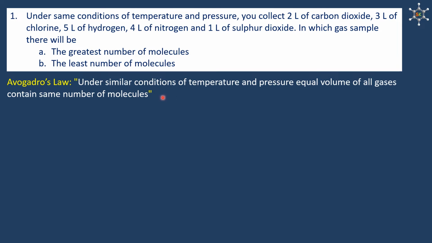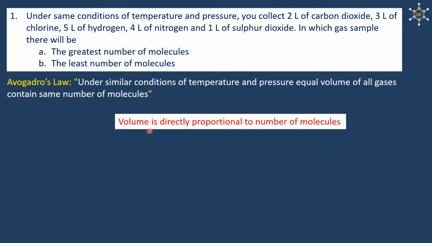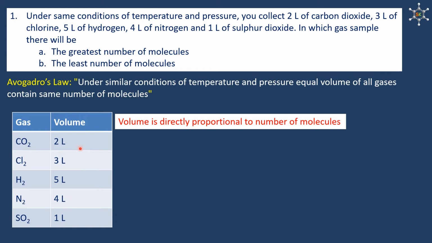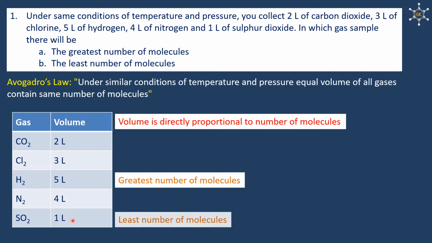If we keep on increasing the gaseous volume, then the number of gaseous molecules present in that volume also increases, meaning volume of the gas is directly proportional to number of molecules in it. If we take the given data, then hydrogen is having highest volume in it, that is 5 liters. So it must be consisting of greatest number of molecules. Least volume is present with sulfur dioxide. So this must be consisting of least number of molecules.